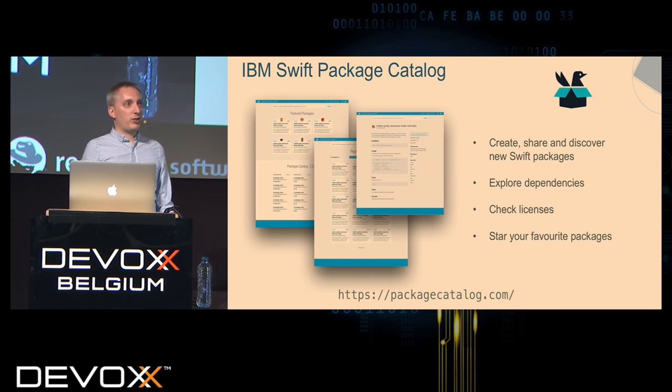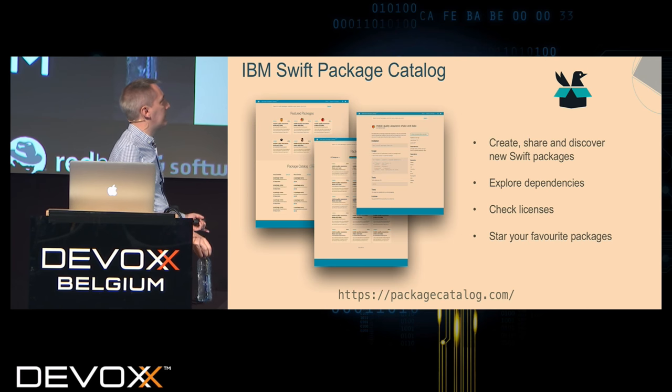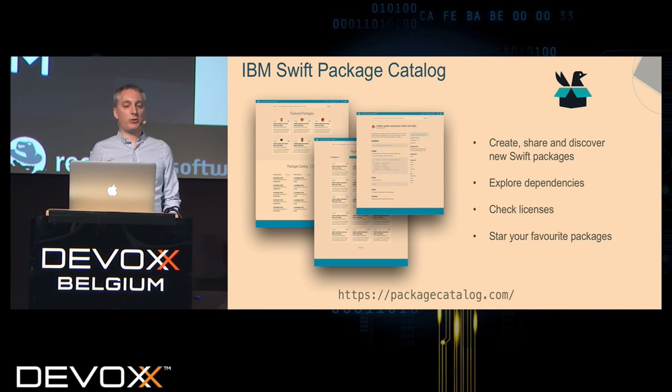So we've actually created another website to help people discover these Swift packages, which is called the Swift Package Catalog. You can see here that it lets you create, share, and discover Swift packages, explore the dependencies between them, and you can also now log in using your GitHub ID and save your favorites. So if you're developing in Swift and there must be a library out there that does, I don't know, YAML encoding and decoding, go on Package Catalog, type YAML in, and if there is one, we'll find it. We're crawling GitHub for all the active Swift projects which are producing Swift package manager packages.